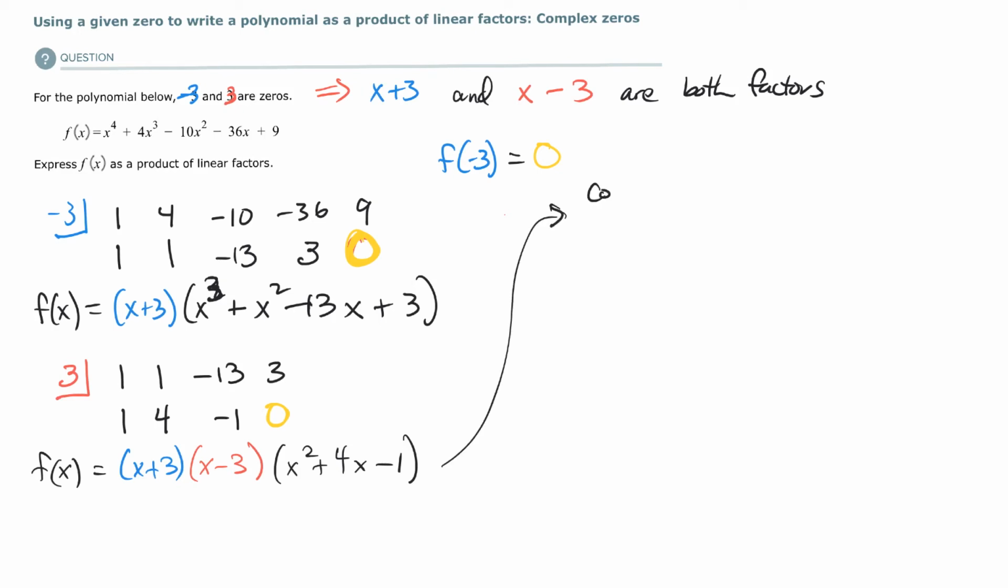Off to the side here, consider x squared plus 4x minus 1 to be equal to 0. We want to find the rest of the zeros. And this doesn't factor. I mean, you could try the trial and check method, you could try the AC method. This does not factor easily, so we're going to apply the quadratic formula.